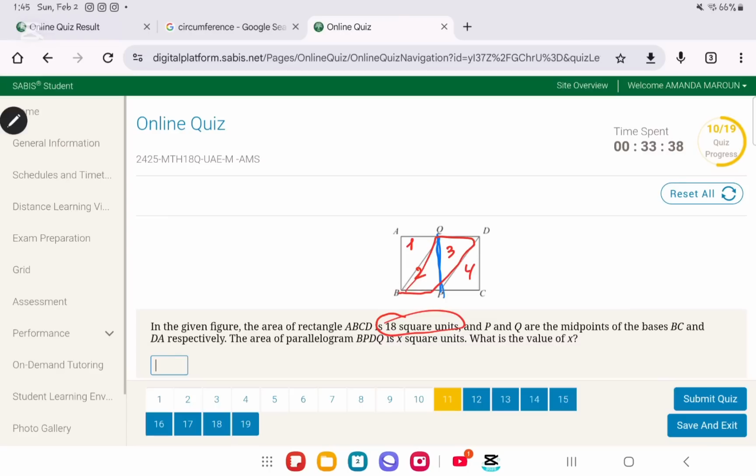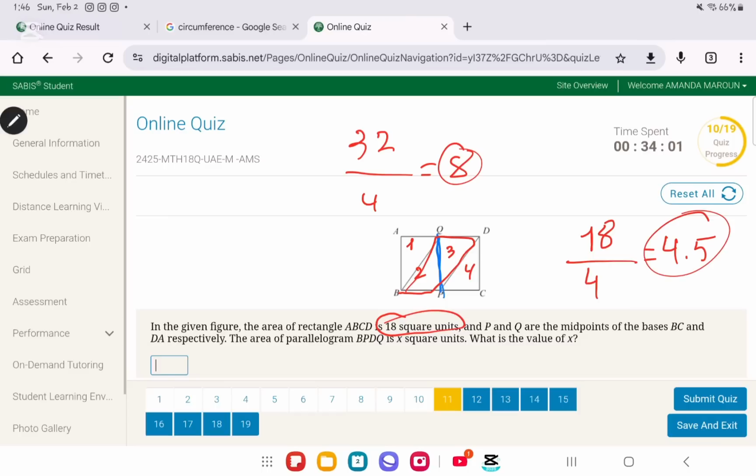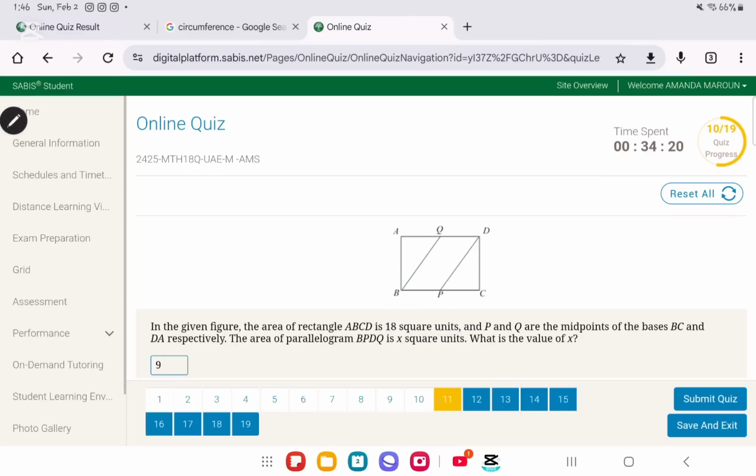Very simply, what you could do is find the area of each one, and since they are congruent, that means it's going to be 18 divided by the 4 triangles, which is 4.5. Or for example, in the exam, they will give you 32 divided by 4, it's going to be 8 for each one. But here we got it to be 4.5. Then they need the area of the parallelogram, so it's going to be area of triangle 2 plus area of triangle 3. Since they are both the same, you just add 4.5 plus 4.5 to get an answer of 9. So the answer over here is 9.